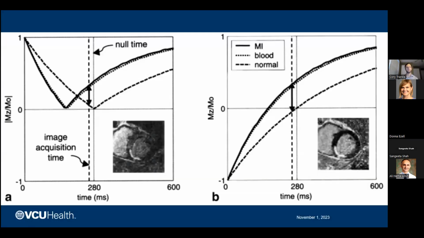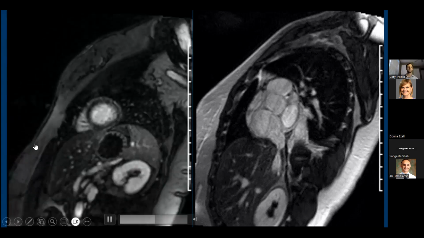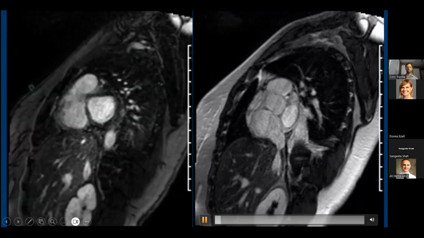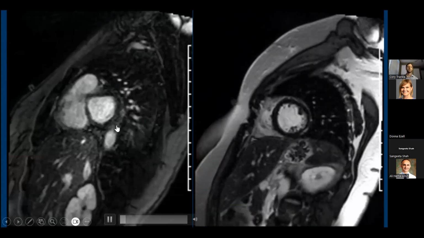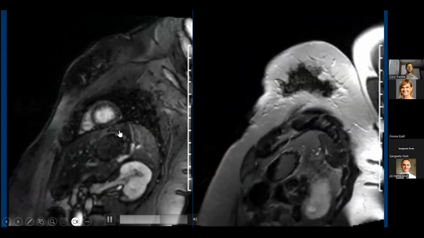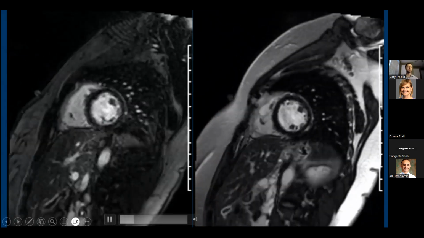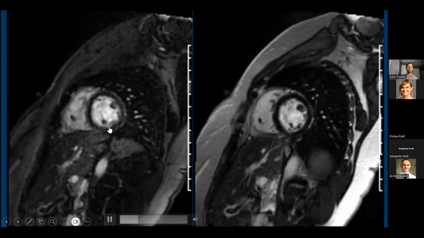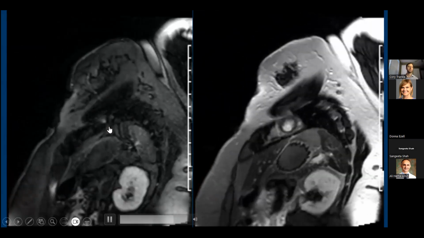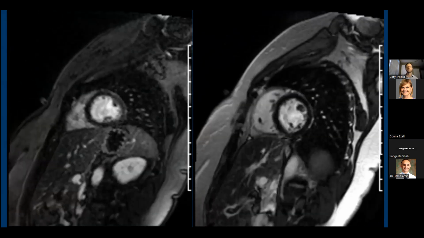I'm going to skip through this a little bit. So this is what it looks like. Of course, we're familiar with this. On the left is just a single shot. Every single slice was acquired in one heartbeat, and so you get all the data right at once. There should be no problems with gating issues or motion issues.